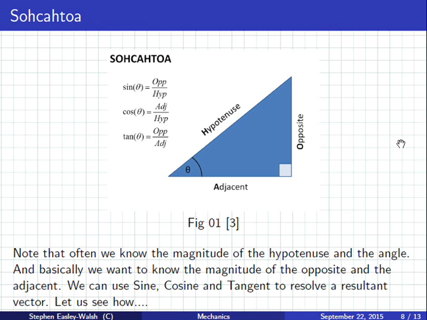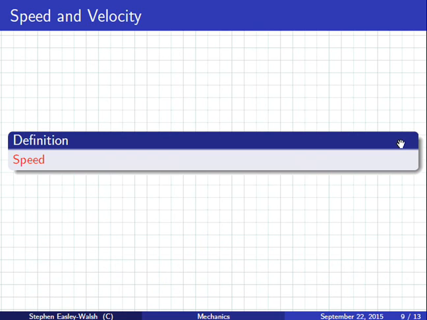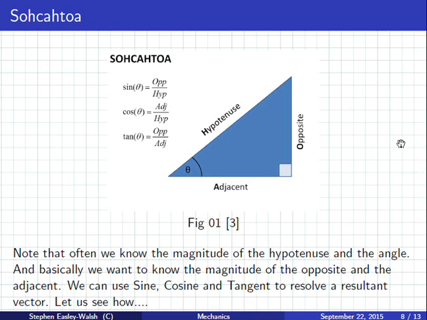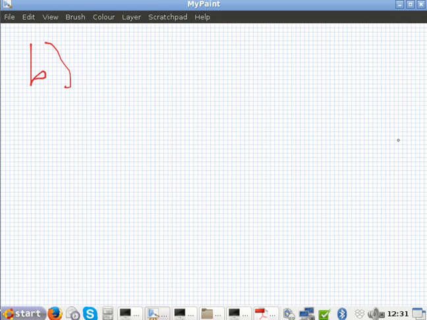So, what does the word resolve mean? It means to take your vector and to write it as A plus B. It means to go backwards. You remember that? Yeah. So, let me actually show you how we can do that now.